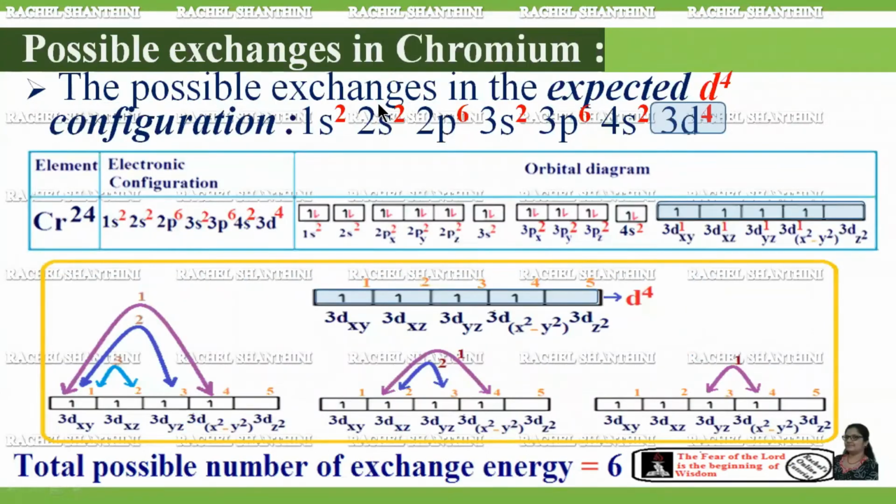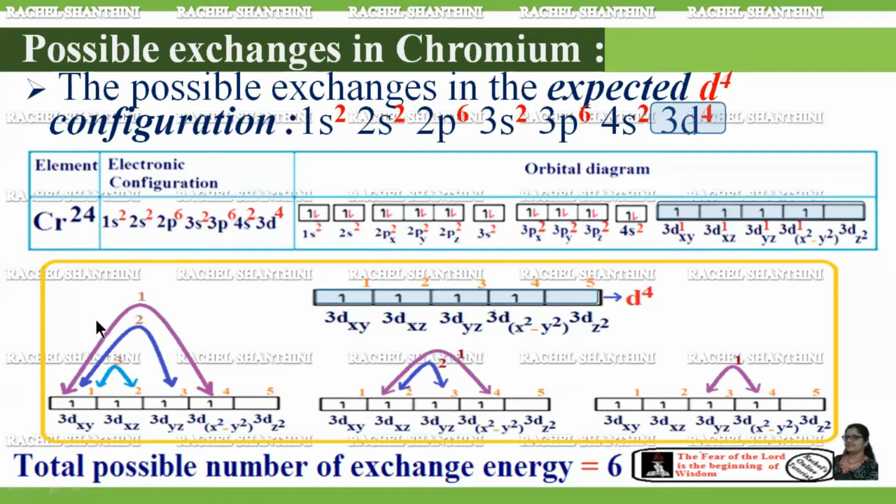Now let us see the possible exchanges in the expected d4 configuration. So the expected configuration is 1s2, 2s2, 2p6, 3s2, 3p6, 4s2 and 3d4. How many electrons are there in the 3d orbital? 4, right? So we have to draw 4 upward arrow marks in the 3d orbital. Now let us see the possible exchanges in this d orbital. This diagram shows us the possible exchanges between the first electron and the second electron, first electron and the third electron, first electron and the fourth electron.